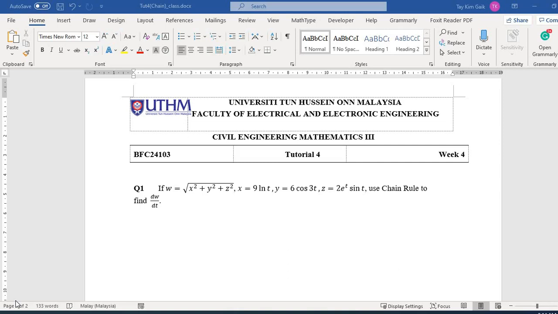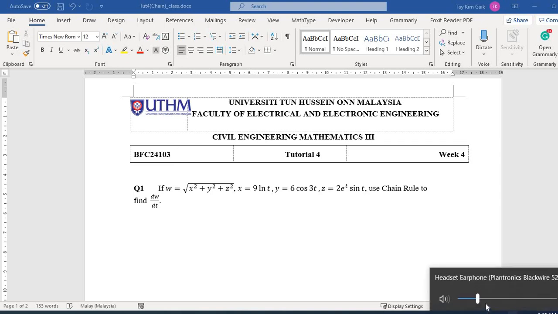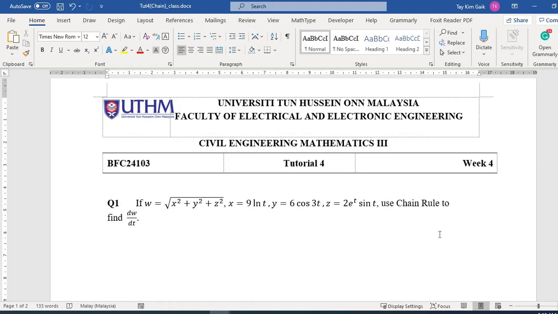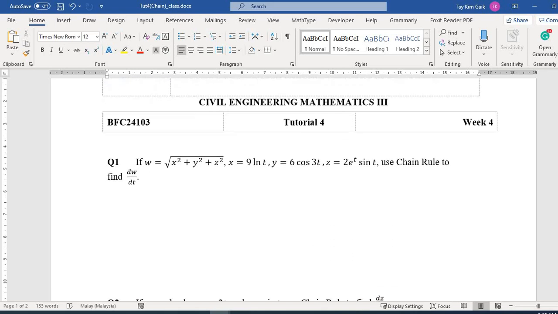This is question 1. If W is the square root of x squared plus y squared plus z squared, and x equals 9 ln t, y equals 6 cos 3t, z equals 2 exponent t sin t, use chain rule to find dw dt. Okay, if the question asks you to use chain rule, then you have to use chain rule.